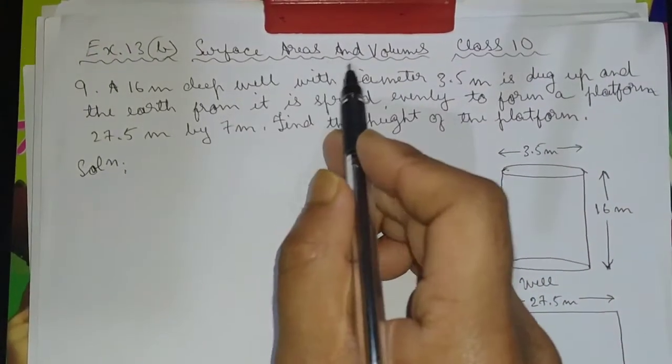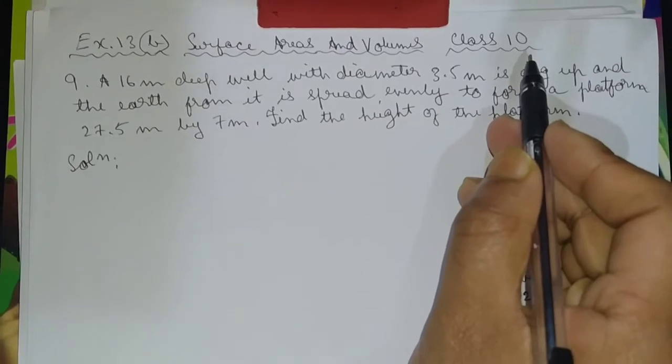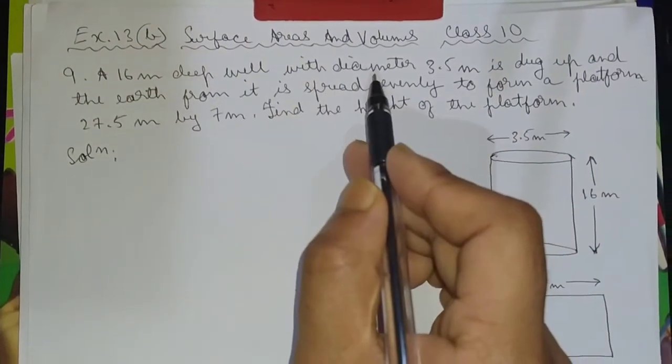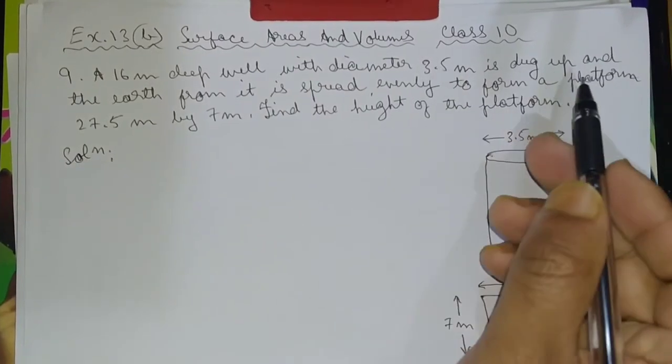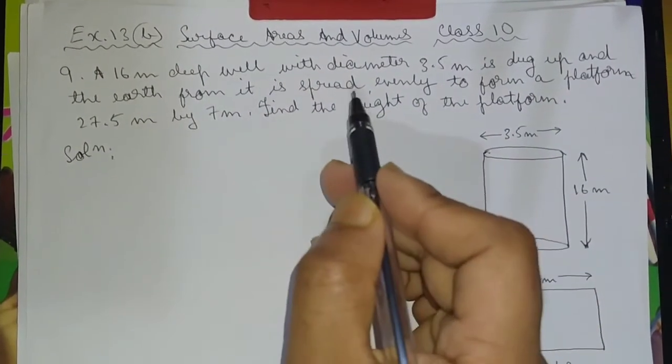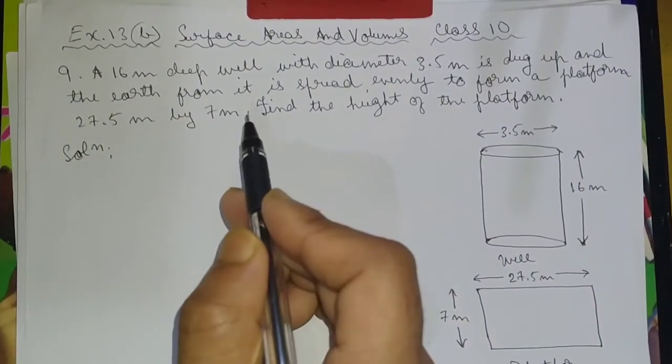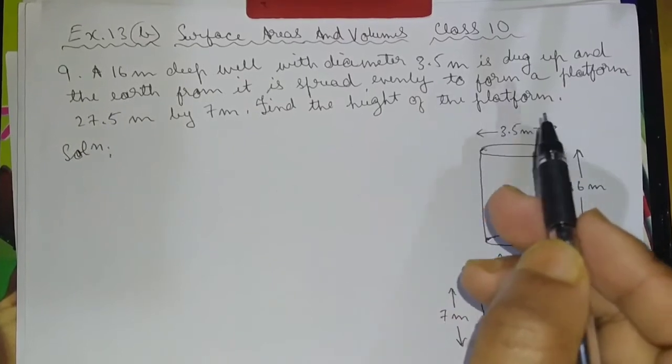Exercise 13b, Surface Areas and Volumes, Class 10. Question number 9. A 16-meter deep well with diameter 3.5 meter is dug up and the earth from it is spread evenly to form a platform 27.5 meter by 7 meter. Find the height of the platform.